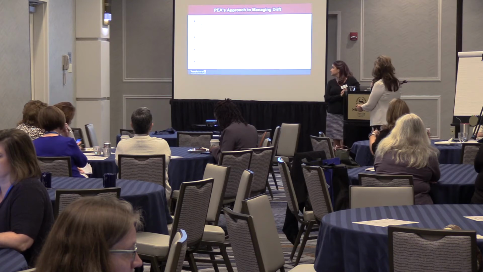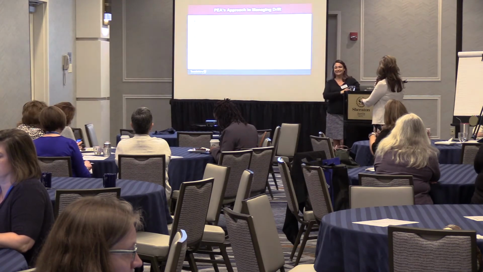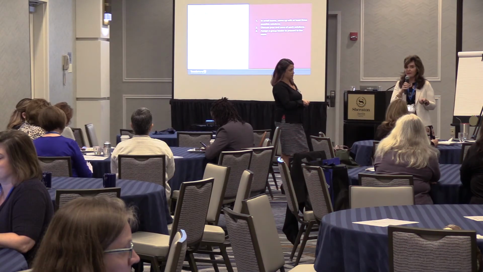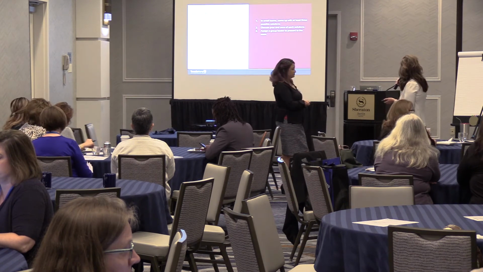So we're going to move on. We're going to do a group brainstorming for a few minutes to talk about what are some solutions that you might have for reliability in between your annual recertifications. What are some of the things that your team is doing, or maybe you're not doing anything? Maybe your grant or your funder only makes you prove reliability once a year, your certification. So what are you doing? How often are you doing it? What are some of the solutions that your team has come up with? We'll give you a few minutes to do that, and then we'll come back together.